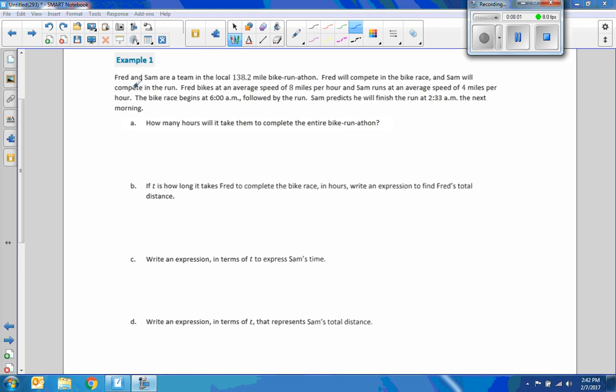Okay, example 1. Fred and Sam are a team in the local 138.2 mile bike run-a-thon. Fred will compete in the bike race, and Sam will compete in the run. Fred bikes at an average speed of 8 miles per hour. Okay? And Sam can run at an average speed of 4 miles per hour. The bike race begins at 6 a.m., followed by the run. Sam predicts he will finish the run at 2:33 a.m. the next morning. A. How many hours will it take them to complete the entire bike run-a-thon?